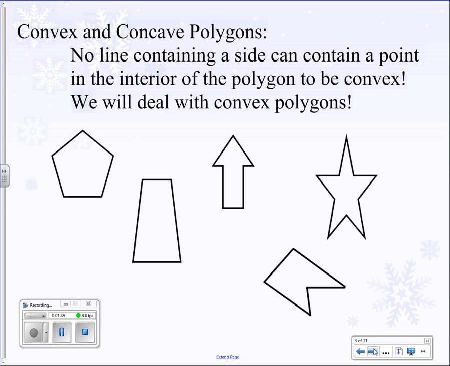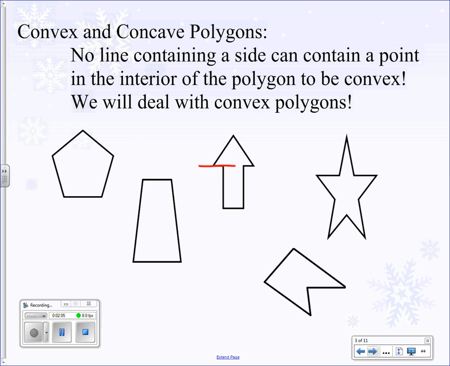Polygons can be classified as convex and concave. We've talked about this before. Remember, convex means that all the sides, when they're extended, extend outside of the polygon, whereas a concave polygon is when you extend a side, like on this arrow, the extension of the side goes through the polygon. When we start looking at the measures of the interior angles, we're only going to be talking about convex polygons.